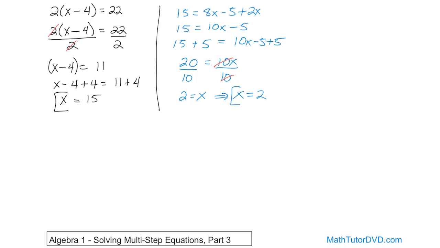If you take this value of 2 and stick it in here, 8 times 2 is 16, right? Minus 5 is going to give you 11. So this whole thing gives you 11. But you're going to add to that 2 times 2, which is 4. So 11 plus 4 gives you 15. So you've satisfied the equation. Everything's fine.